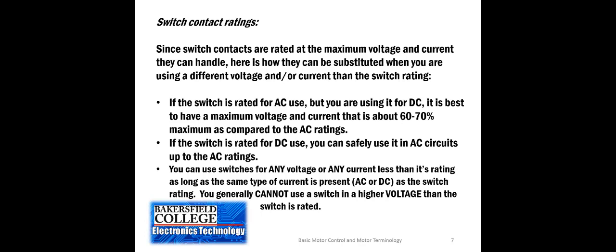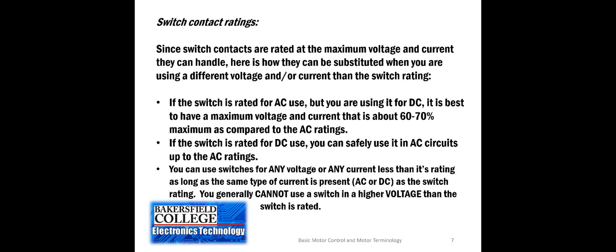Now, if it's rated for DC use, you can use it in AC circuits up to the rating of the switch. So in other words, if it's rated to disconnect 250 volts DC, you can use it in AC circuits up to 250 volts. If it has a 10 amp contact rating in DC, then you can use it in an AC circuit to interrupt up to 10 amps of current flow.